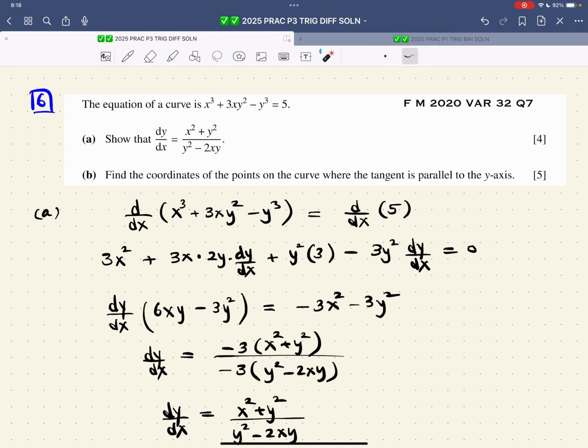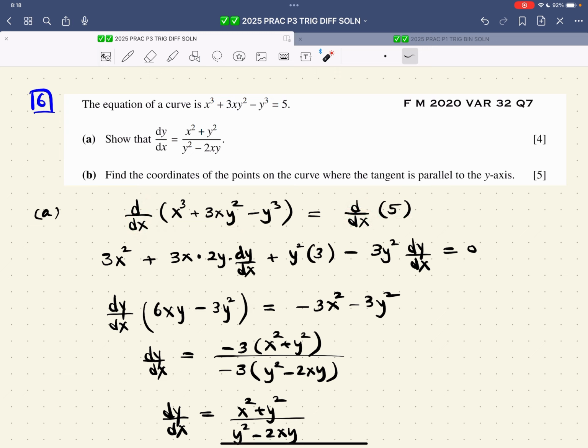Question number 6. The equation of a curve is this. Show that dy by dx is this much. Find the coordinates of the stationary point where the tangent is parallel to the y-axis. So derivative of this thing, differentiate both sides with respect to x. x cube becomes 3x squared. y cube becomes 3y squared dy by dx.